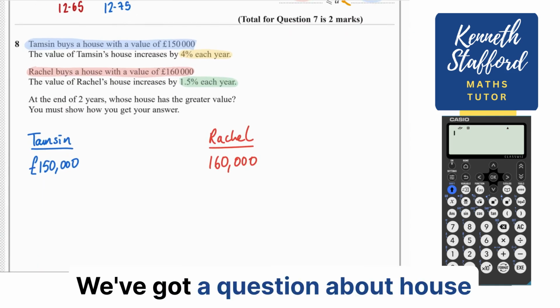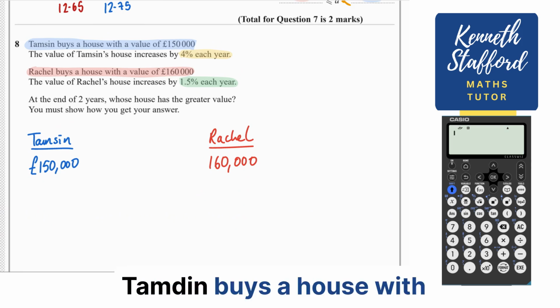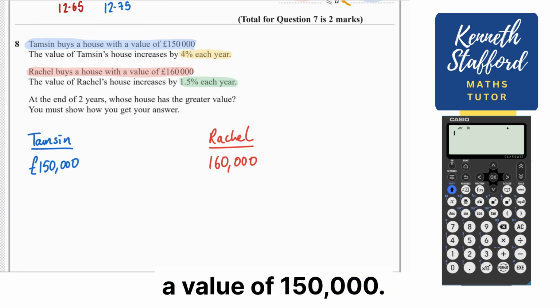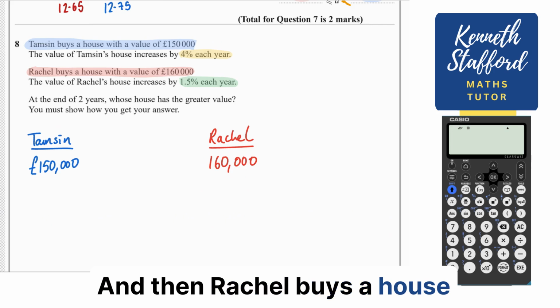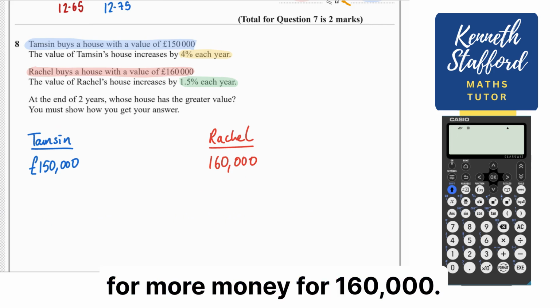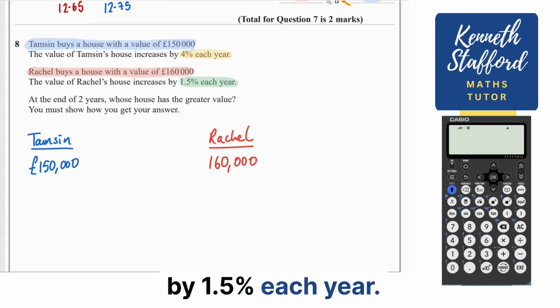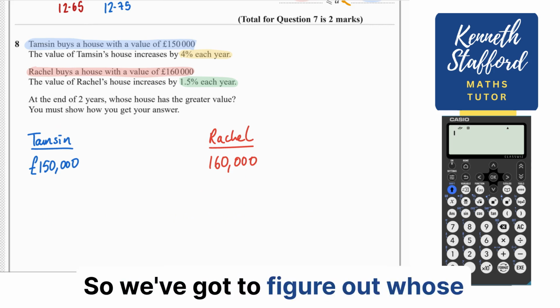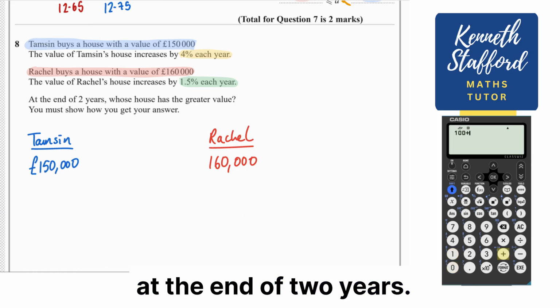Question 8, we've got a question about house values and percentages. Tamsin buys a house with a value of 150,000. Her house increases by 4% each year. And then Rachel buys a house for more money, for 160,000, but her house increases by 1.5% each year. So we've got to figure out whose house has the greater value at the end of 2 years.